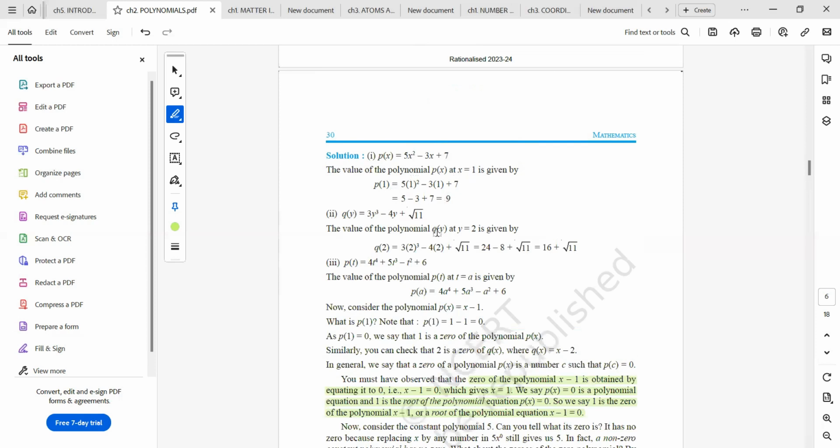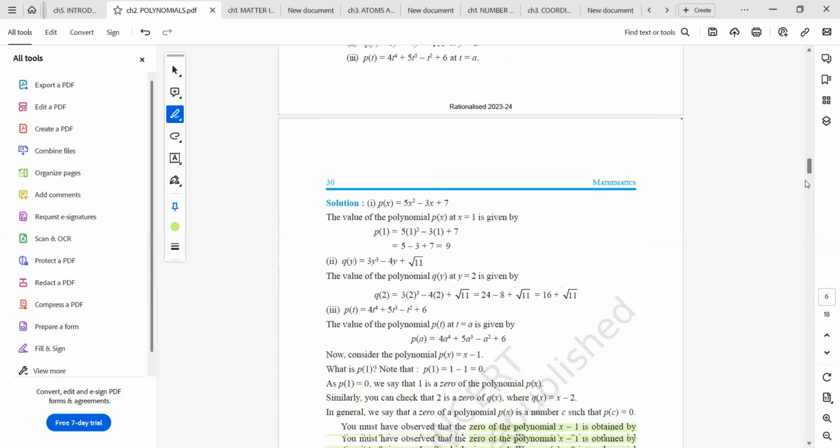Here you need to find the value at y equals 2. So simply put y equals 2 and calculate. If T equals A, wherever you have T, you just put it equal to A. So this is how you can solve.